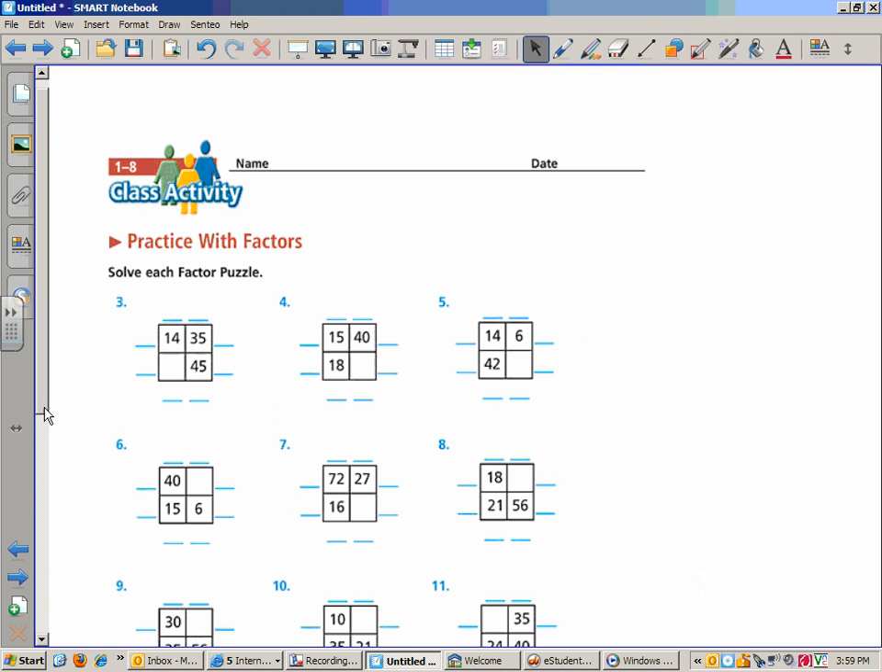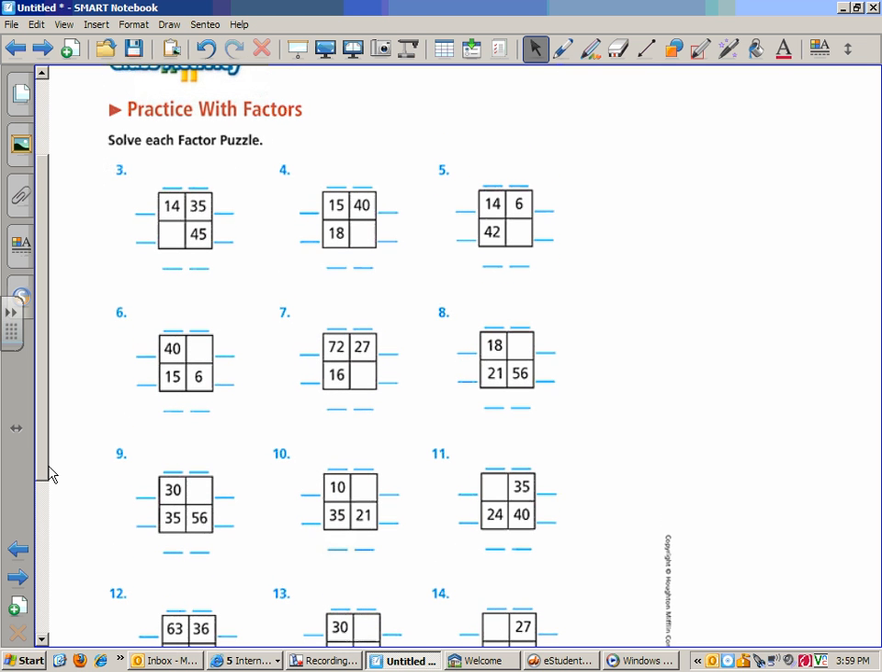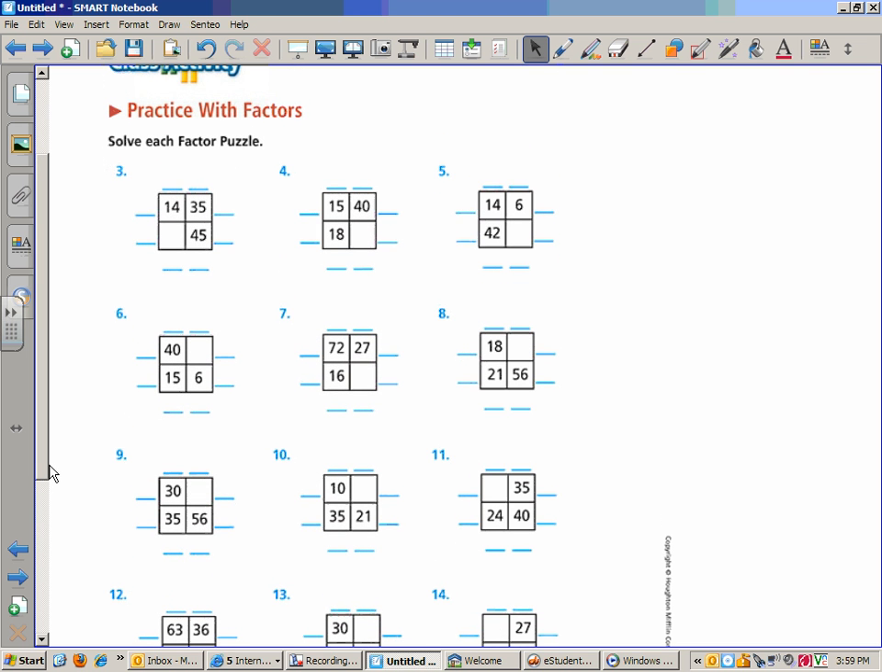So let's look at some factor puzzles and see if we can solve them. Looking at that first one, number 3, we have 14 and 35. What factor do they have in common? What could you fit in that spot with the outcome of 14 and 35? I know that 7 times 2 is 14 and 7 times 5 is 35.